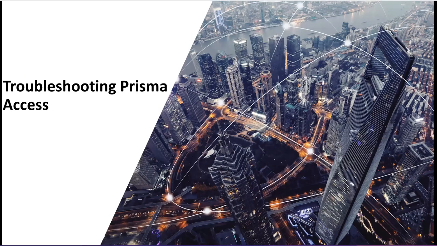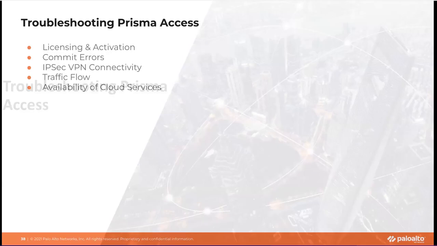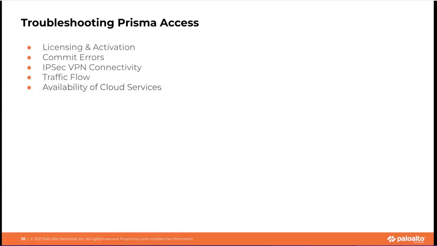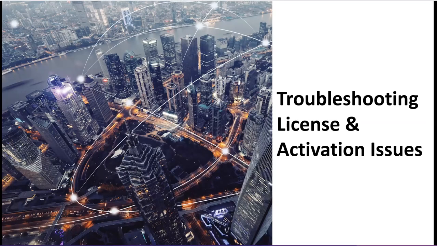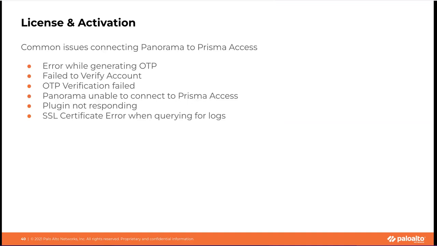And now I will talk about troubleshooting Prisma Access. I will discuss some common scenarios and the self-help tools and resources which you should use before opening up a TAC case. Here are the common scenarios where we talk about licensing activation, commit failures, IPsec VPN connectivity issues, traffic flows, and availability of the cloud resources. How you should investigate, how you should provide more information to the TAC, which will help them to resolve the issue faster.